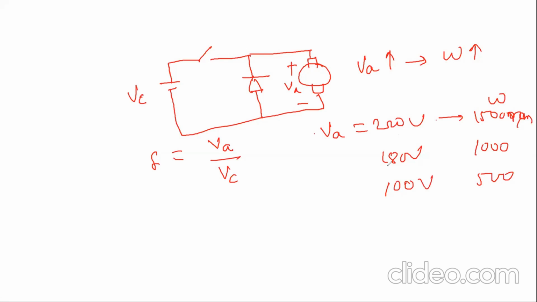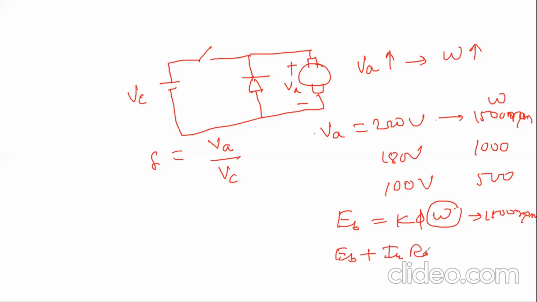And that voltage can be computed using various equations. For example, the back EMF equation, EB is equal to K phi omega. Suppose I want to run the machine with 1500 rpm. For given omega equal to 1500 rpm, I will calculate EB. Then, by adding the IA RA drop to EB, I will calculate VA, and that VA must be set across this armature.